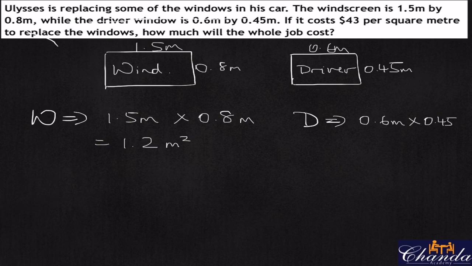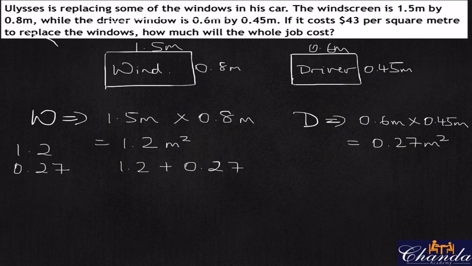We can do that on the side here. 0.27, and that gap can be filled with a 0. Let's add that through. So we have 7 plus 0 is 7, 2 plus 2 is 4, and then 1 plus 0 is 1. So the total area that needs to be replaced is 1.47 meters squared. Now it says if it costs $43 per square meter to replace the windows, how much will the whole job cost? So if it's $43 per square meter, then it's 43 times 1.47. That'll give us the total cost.